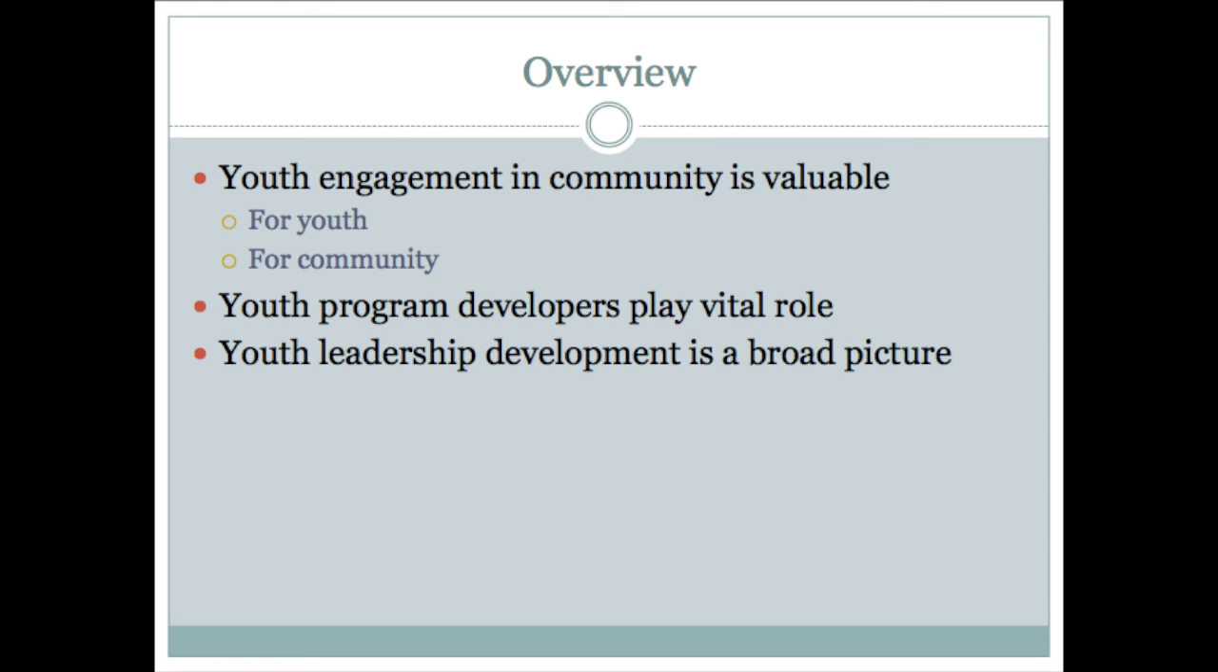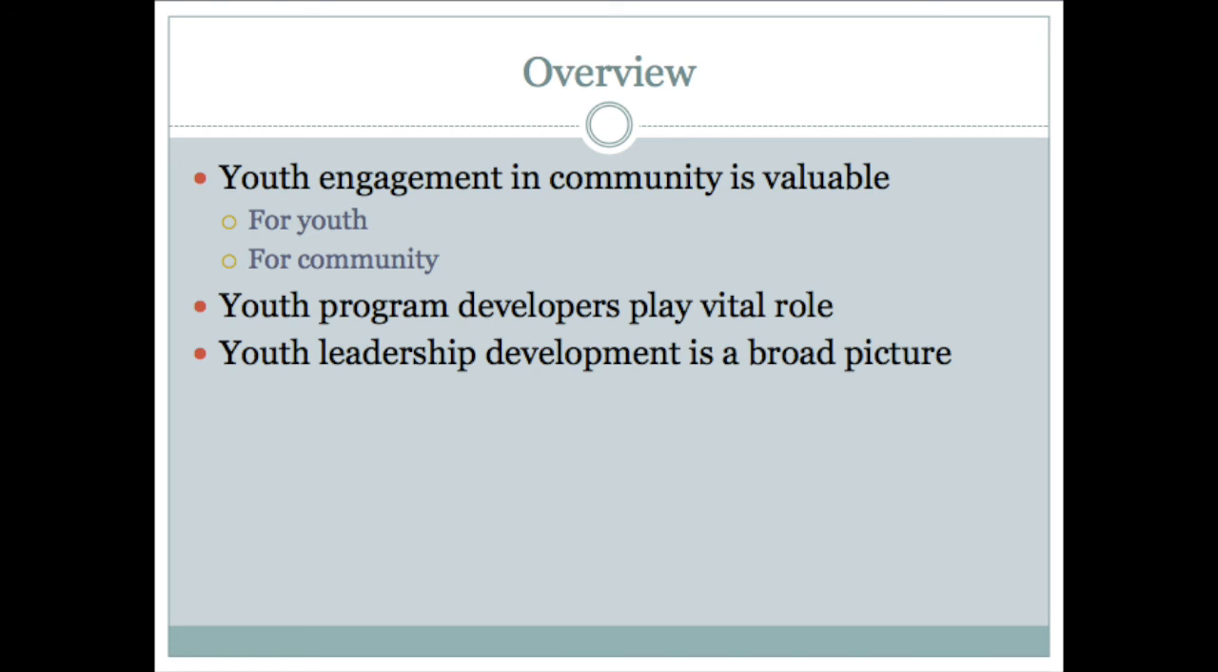So we've discussed that youth program developers and adult leaders play a vital role in the success of said projects, and I stand very firm on that. Again, I think we need to be there for guidance for these youth, and I think that we need to play a big role in these projects to ensure that the end product is success and value for all parties involved.